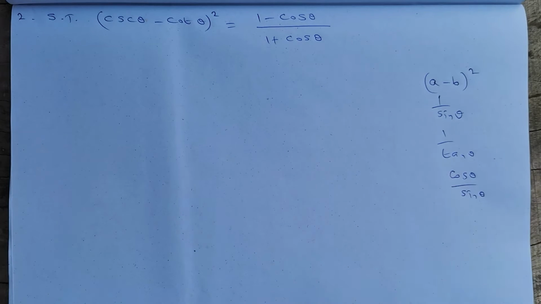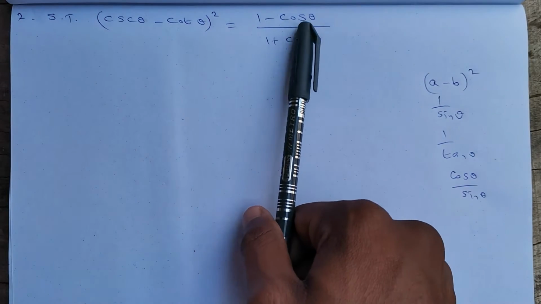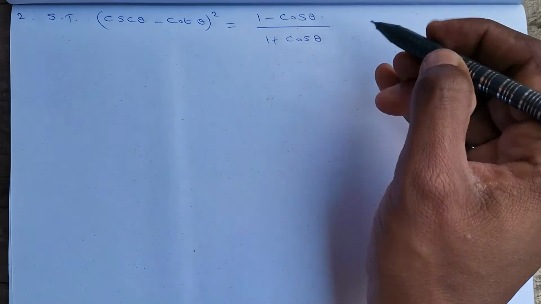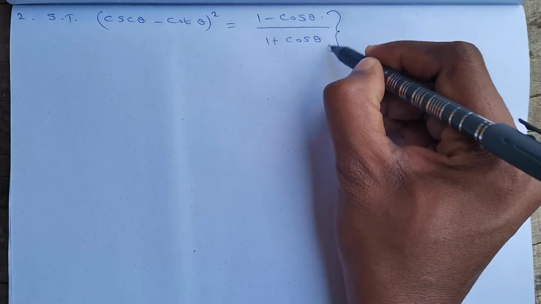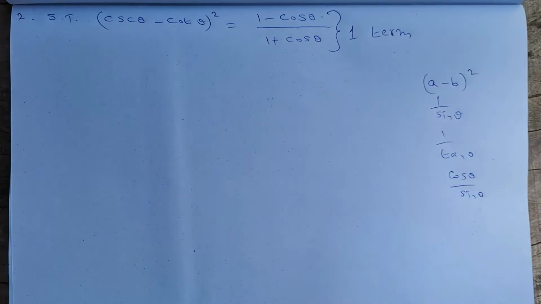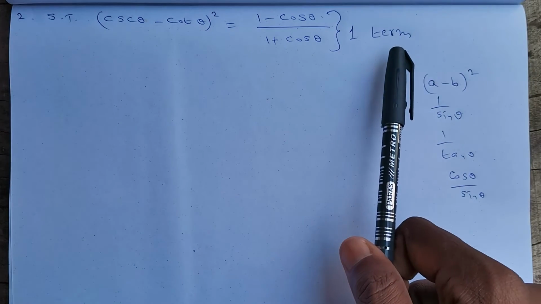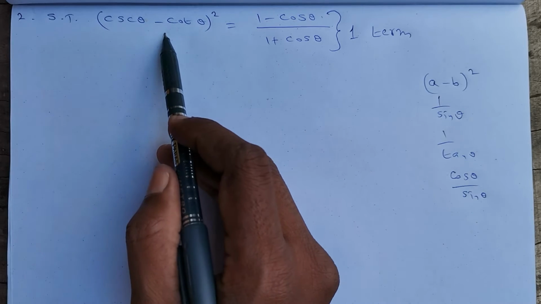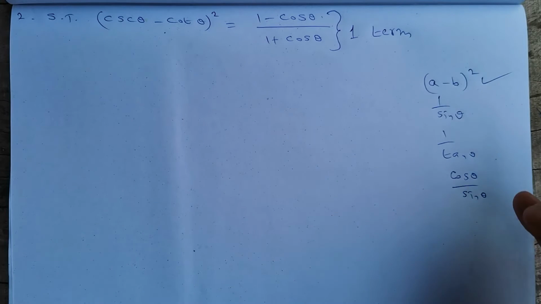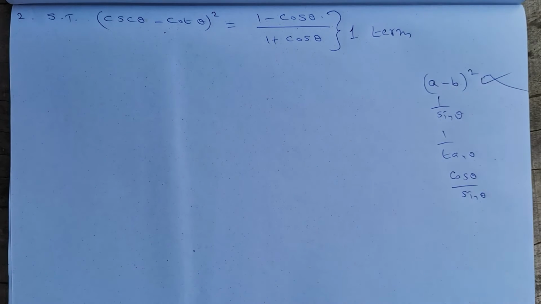So in all these doubts, which one is correct? So always we need to check the RHS. In the RHS, we have (1 minus cos theta) divided by (1 plus cos theta). Numerator divided by denominator, it means this total is one term only. Whereas the RHS is one term, if we expand this LHS based on this (a minus b) whole square formula, we will get a square plus b square minus 2ab, total 3 terms. So this does not work.